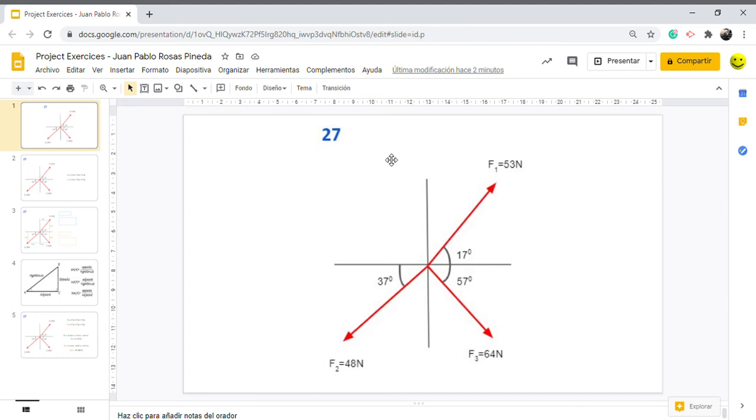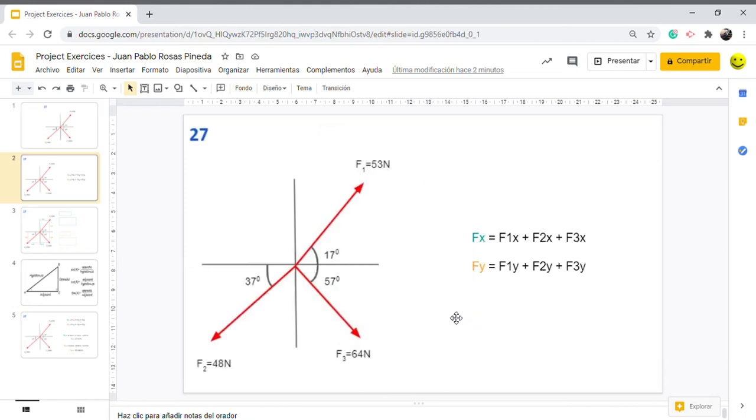27th one. Okay, so we have this particular exercise. So how should we solve it? To solve it, it's very easy actually. We have to get these two values, fx and fy. To get fx and fy, we need to sum, for example, in fx, f1x plus f2x plus f3x, and for fy we have to sum f1y plus f2y plus f3y.